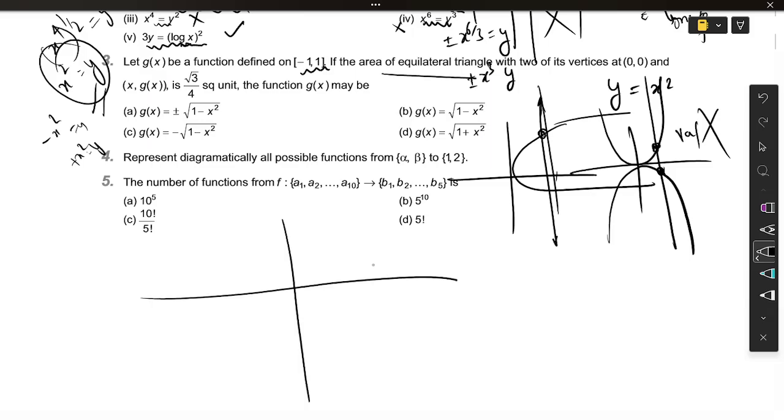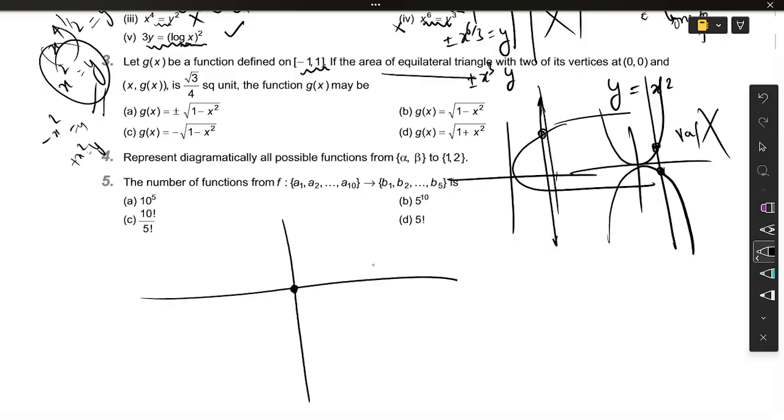Considering this, let's draw the coordinate system. One vertex is at (0,0), and one vertex is here. So g(x) is a function; let's suppose g(x) is here and we have x here. So these are the vertices. What we are going to do is, the area is given as root 3 by 4. Let's suppose this side is x. Every side will be the same because it's given as an equilateral triangle.